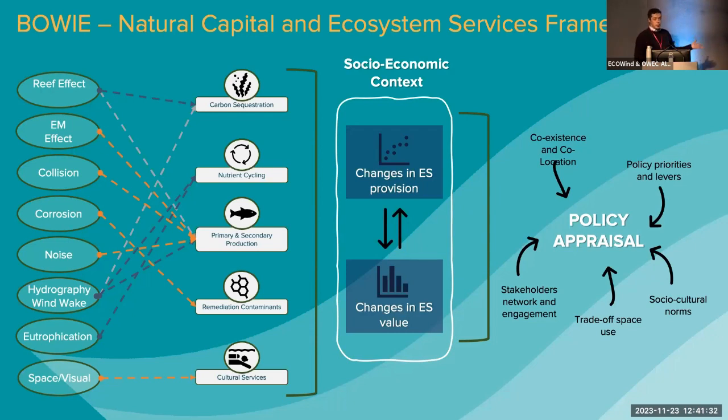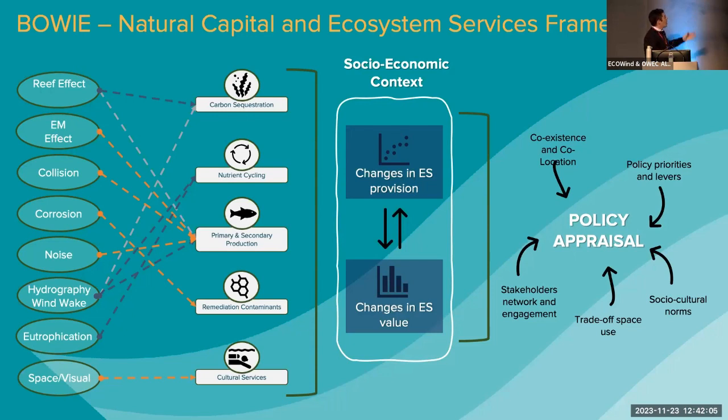In BOWE, this is work package 4. So we are really trying to do two things. The first one is linking all the environmental outputs and values from work packages 1, 2, and 3 to socioeconomic values and outputs and outcomes. And the second thing is to find a way to best use, present and make all this evidence accessible to policymakers.